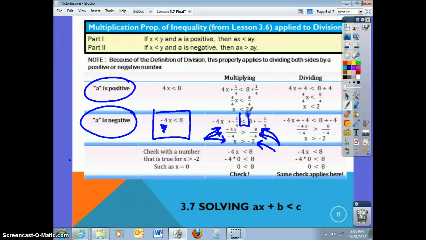But you'll notice I had this less than symbol originally, but since I'm multiplying both sides by a -1/4, I had to flip the inequality symbol.